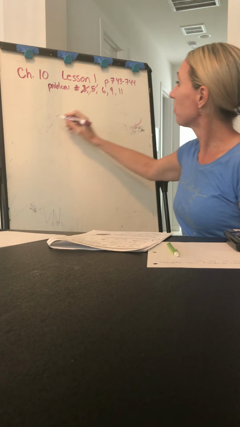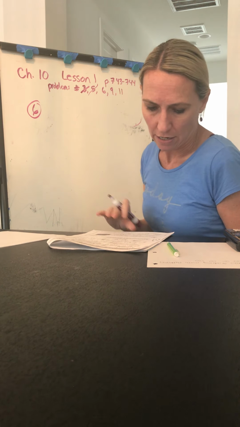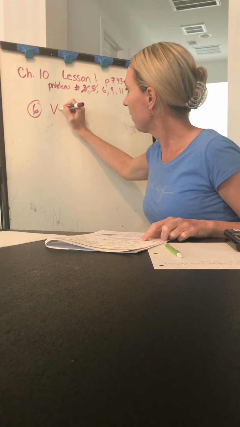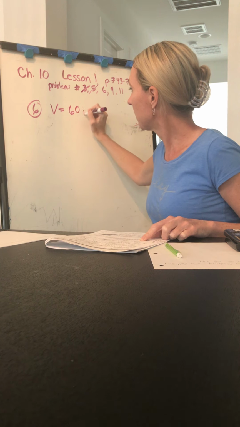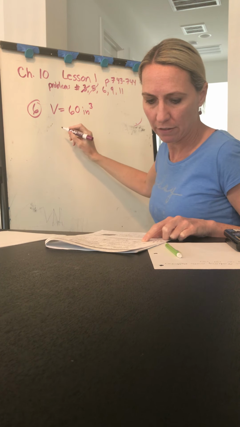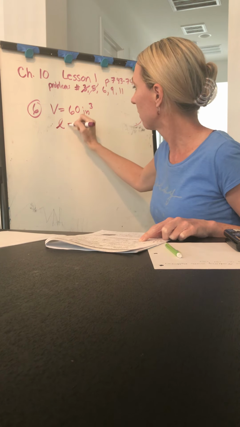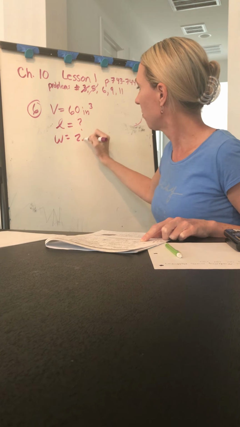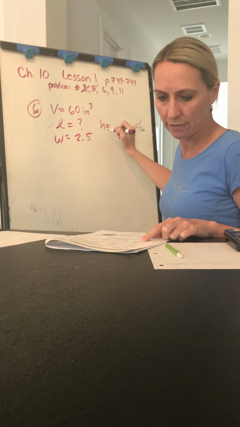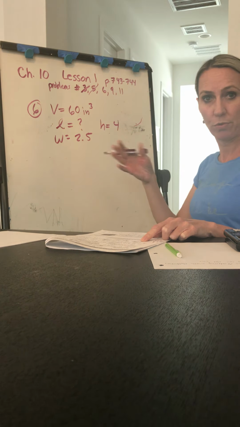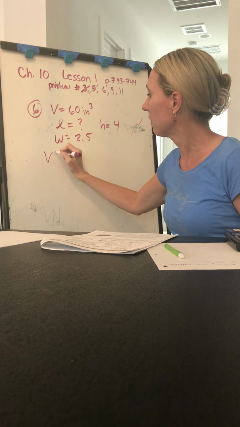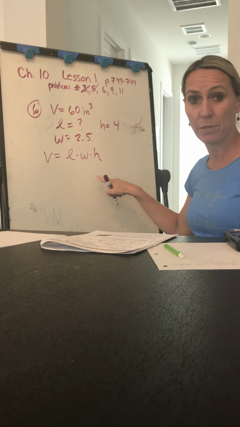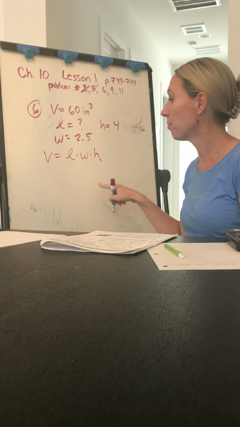Okay, the next one is number 6. Okay, and here we're given the volume to 60. We don't know the length, and we're given the width and the height. So the width's 2.5 and our height is 4. So this is similar to the one I just did. So I'm first going to write the formula, which is length times width times height. I would memorize that. That one comes up all the time. It's volume for a rectangular prism.